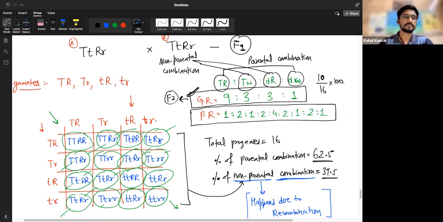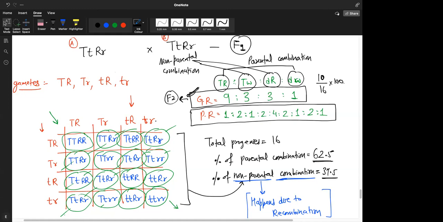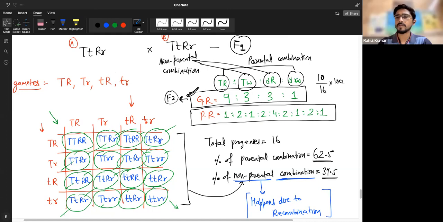Then we got the genotypic ratio 9:3:3:1, and here the 9 and 1 are the same as the parental combination, that is tall round and dwarf wrinkled. You can simply say tall and round, and dwarf and wrinkled are parental combinations. They were present in the parents. But tall and wrinkled, and dwarf and round, are not present in any parent, so they are non-parental combinations.